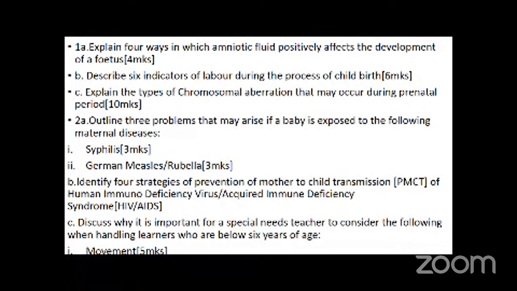Okay, now what are these types of chromosomal aberrations? Down syndrome. So what is this Down syndrome? This is whereby a child is born with an extra chromosome, maybe the 47th chromosome, right? Any other?